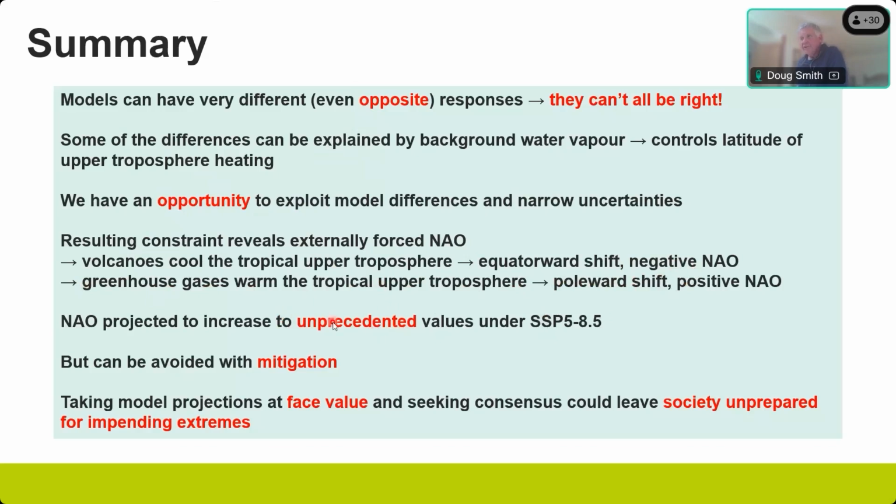These simulations suggest that the NAO could increase to unprecedented levels never seen before under the high concentration greenhouse gas scenario, but this can be avoided with mitigation. And the final point is, as I said before, taking models at face value and seeking consensus could potentially leave society unprepared for impending extremes.